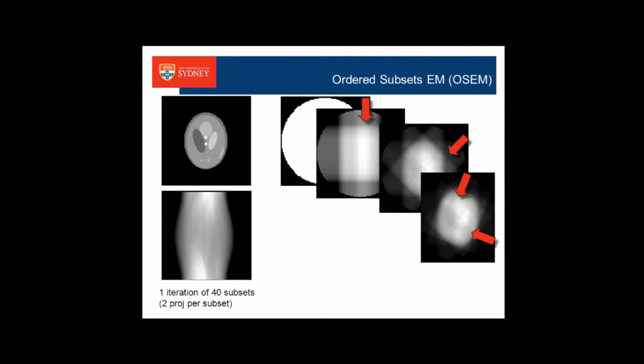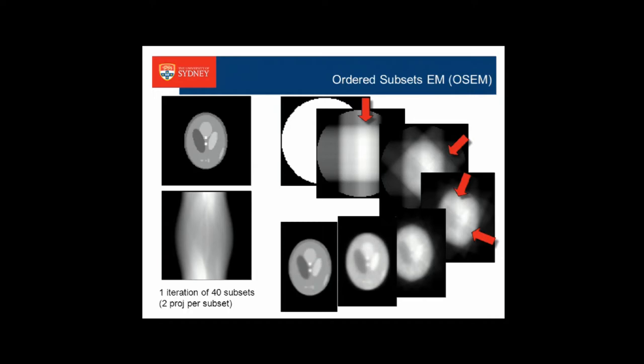So here, as I go around these different angles, I'm updating the image with every pair of projections at different angles, until, having used all of the data through one iterative cycle, I've now got a reconstruction here which is equivalent to having done an MLEM reconstruction over many iterations. In this case, it would take 40 iterations of MLEM to achieve this result and just a single iteration of OSEM.